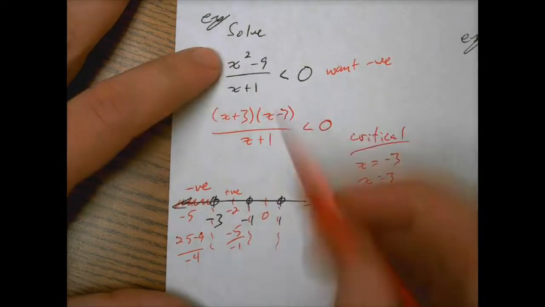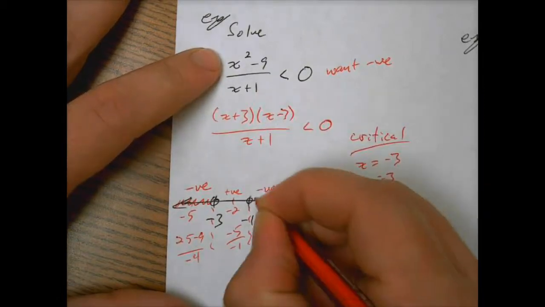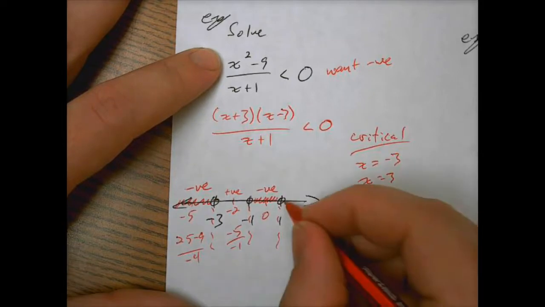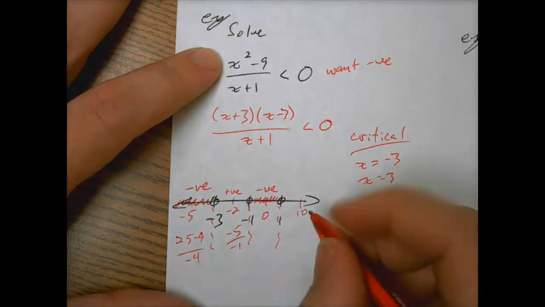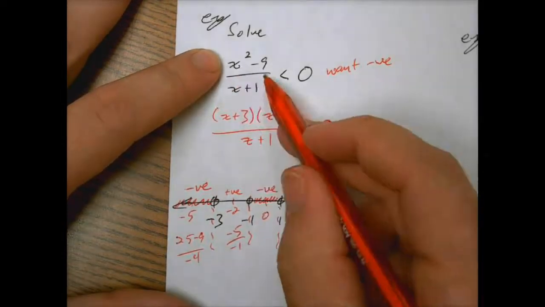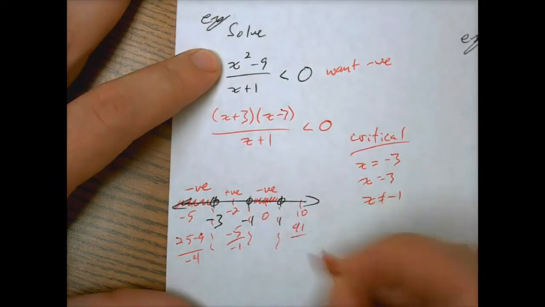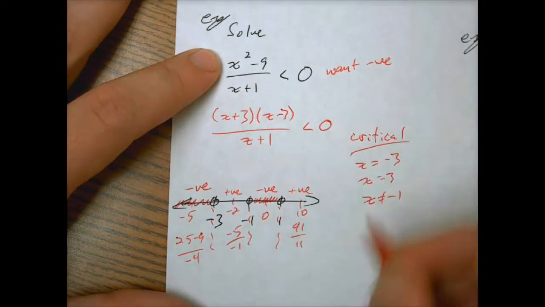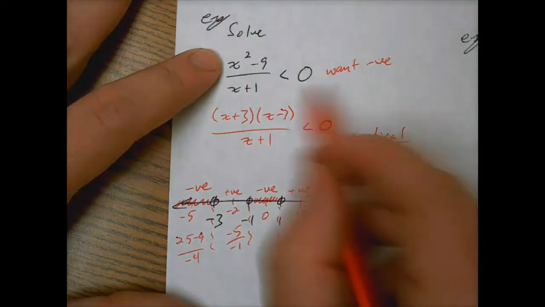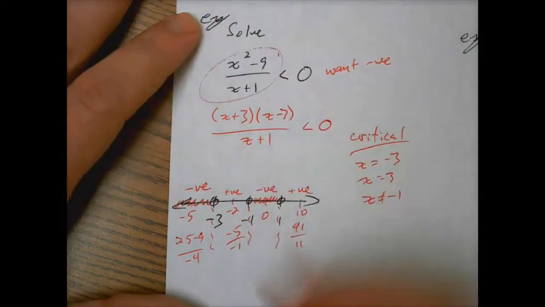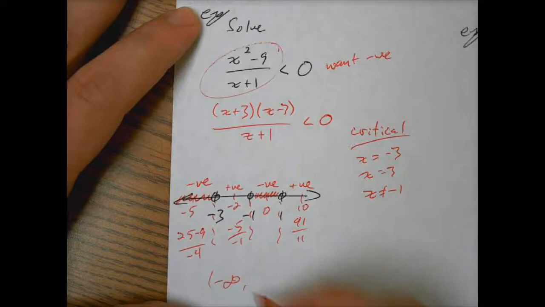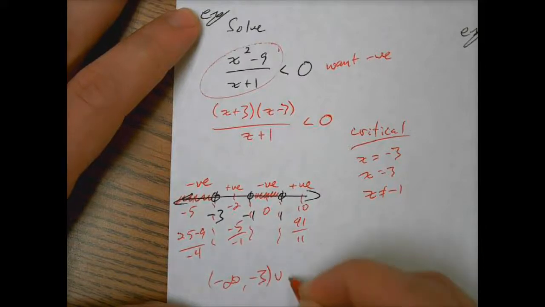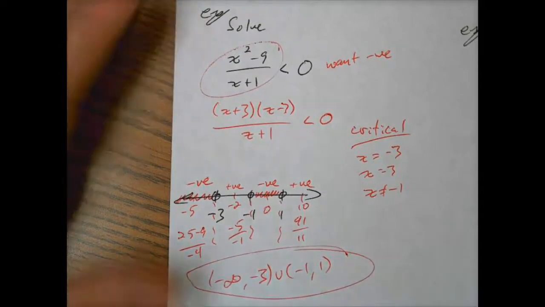So I would have negative 9 over 1, so that's a negative interval, which is happy day. And then from 1 on, I could choose like 10. 10 squared is 100, minus 9 is 91 over 11. That is a positive. I do not want that. So again, I only want negatives because my function is less than 0. So I'll say everything from negative infinity all the way up till negative 3, and then from negative 1 to 1. That will be my solution interval.